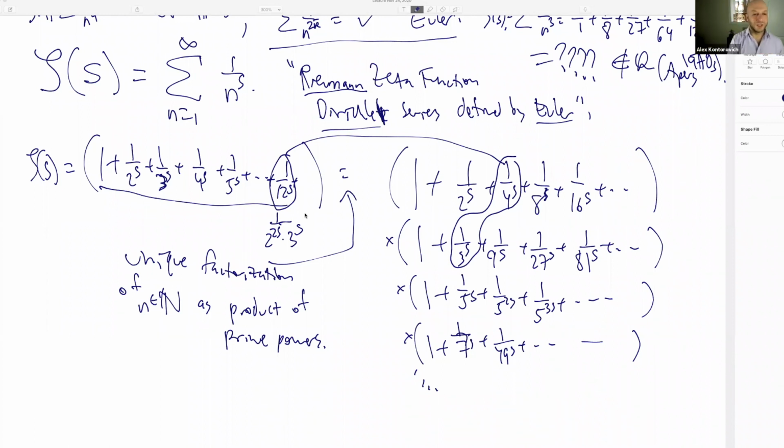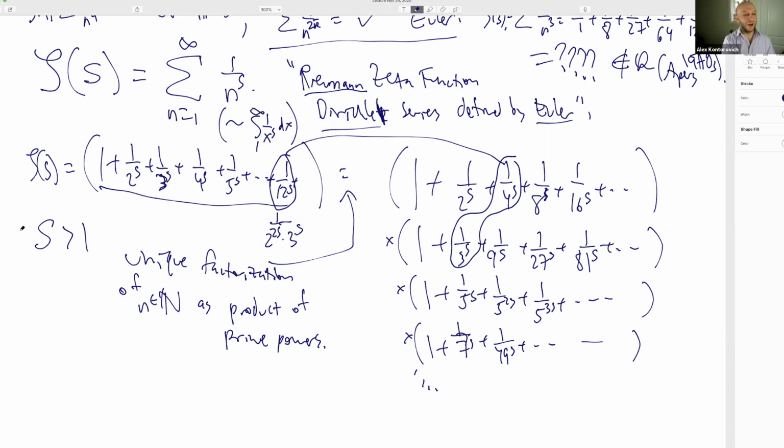But this series converges only if s is... when does a series like this converge? You compare it to the integral of 1 over x to the s. 1 over x to the s converges as long as s is greater than 1. So if you compare this to the integral of 1 over x to the s dx from 1, not from 0, it converges only if s is greater than 1.